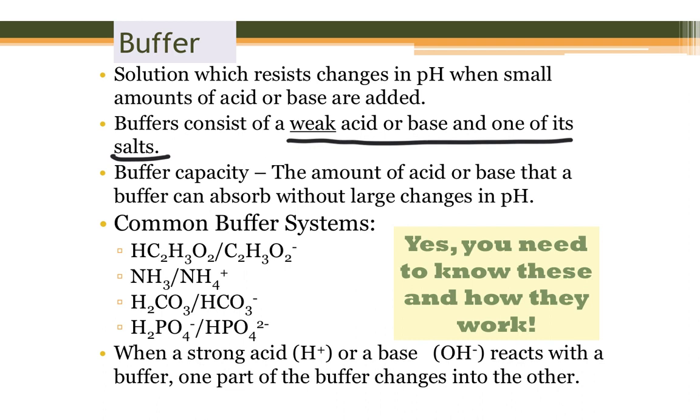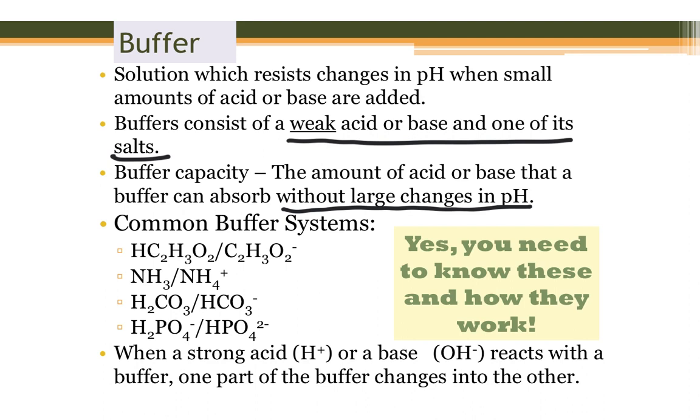The buffer capacity is the maximum amount of acid or base that can be absorbed, not allowing any large changes in pH. Now, you guys aren't going to have to calculate any buffer capacities or do any calculations with buffer components or problems. We will do that in AP Chem, but you do need to identify buffer systems and figure out whether it will absorb or release hydrogen or hydroxide ions.